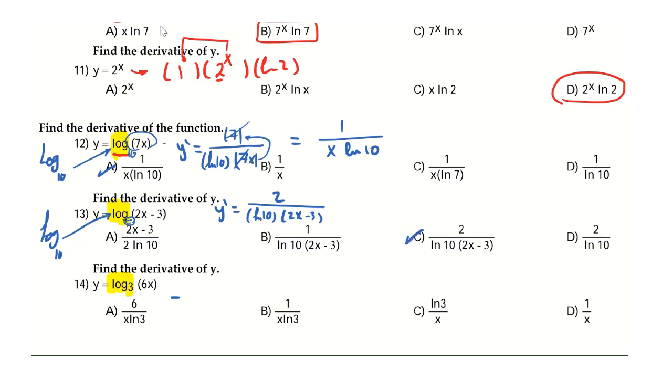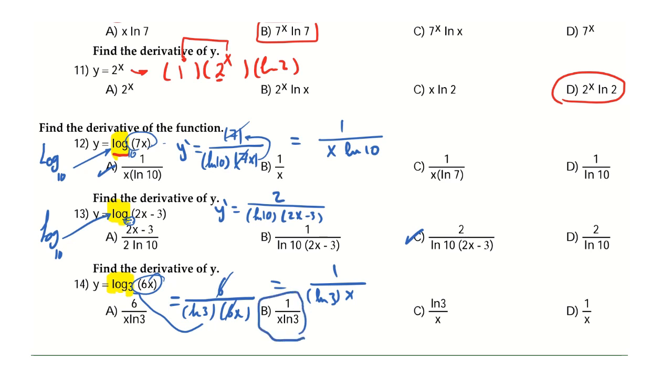Again, 6x, I put it down. Then ln of the base, and the base here is 3, so ln 3. And the derivative of 6x up is 6. By cancelling, it's 1 over x multiplied by ln 3, which can be written as 1 over x ln 3.